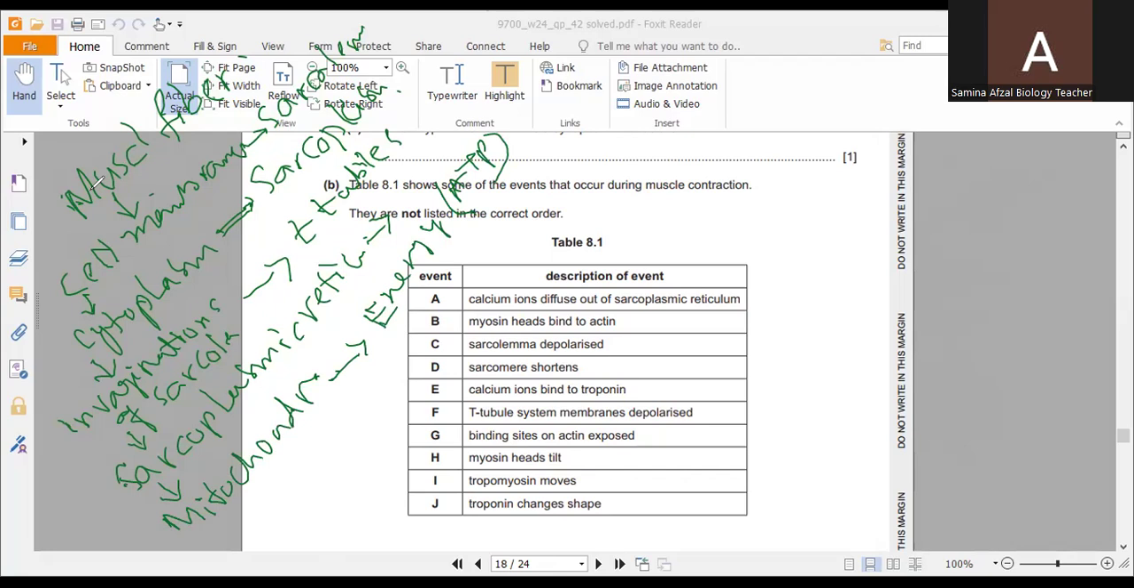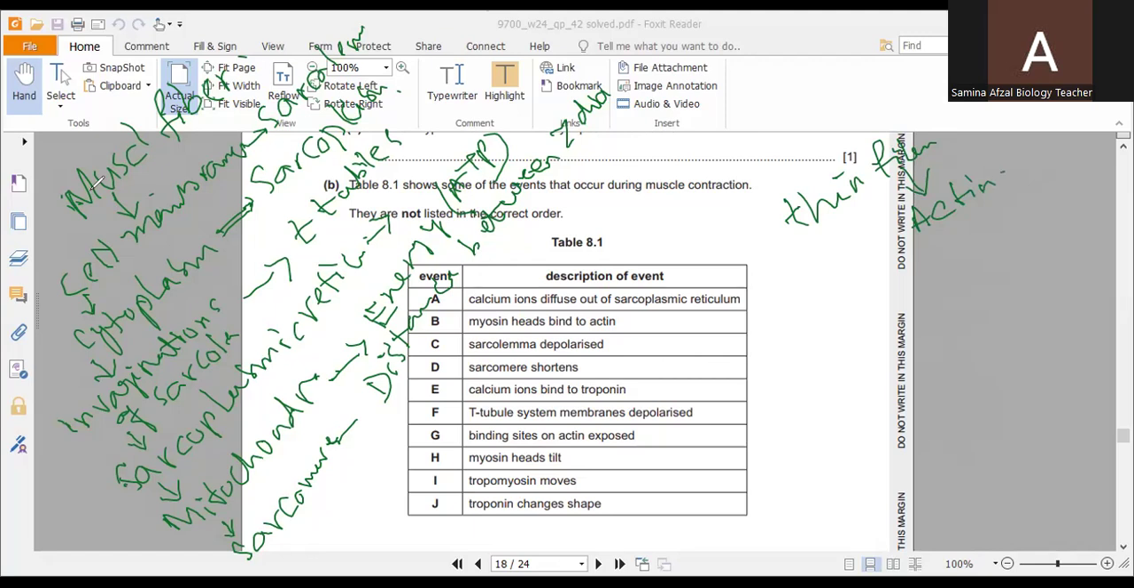I would like to discuss the sarcomere, which is the region between two Z disks. I'm giving a brief, just for your reminder. There are thin filaments and thick filaments. Thin filaments are called actin, and thick filaments are called myosin. The actin filaments have tropomyosin and troponin. These are a special type of proteins, regulatory proteins.